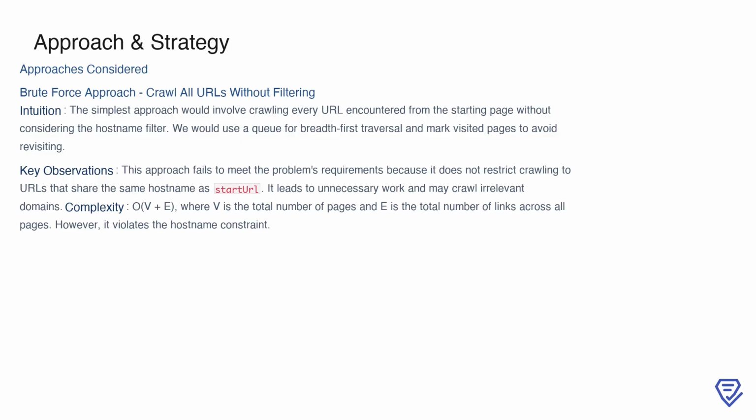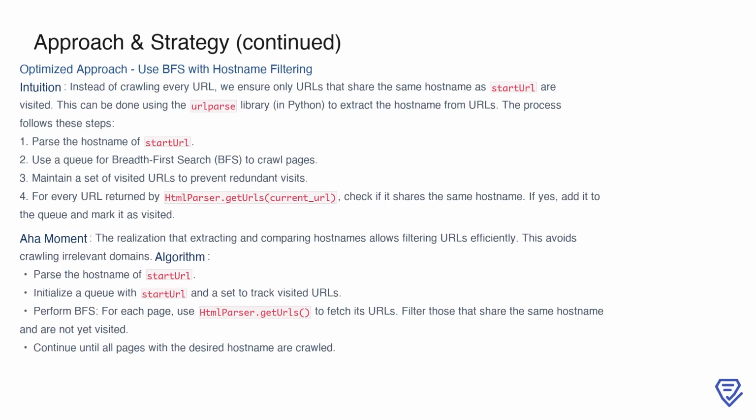A more effective solution is the optimized approach, which uses breadth-first search while applying hostname filtering. The intuition here is to ensure that we only crawl pages that belong to the same hostname as the start URL. This is achieved by leveraging the urlparse library in Python to extract the hostname of URLs.